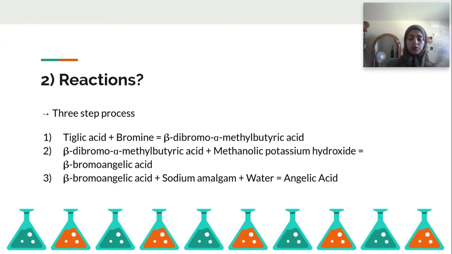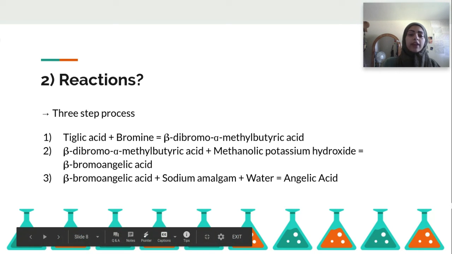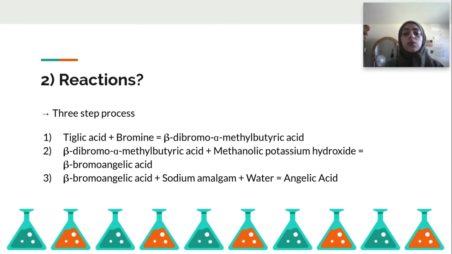Next, you take the product from the first step and add methanolic potassium hydroxide, and you get beta-bromoangelic acid. And in the third step, if you reduce the product from the second step, which is beta-bromoangelic acid, with sodium amalgam in water, you get angelic acid, and it's about an 85% yield, which is pretty high compared to other ways of getting angelic acid.